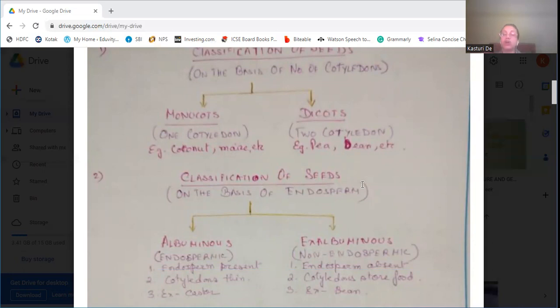Now, in albuminous or endospermic seeds, the endosperm is present and the cotyledon is thin. An example is castor. Exalbuminous or non-endospermic seeds do not contain endosperm, and the cotyledons store food. An example is bean.